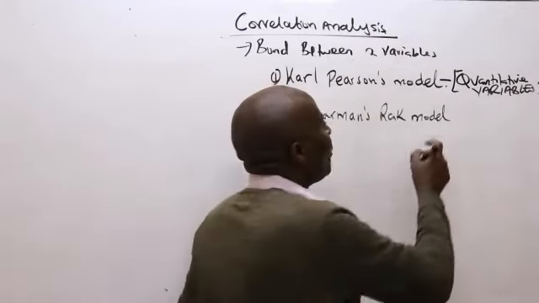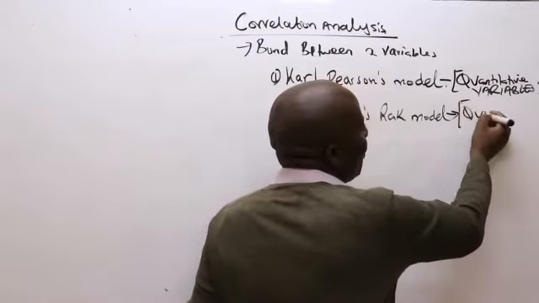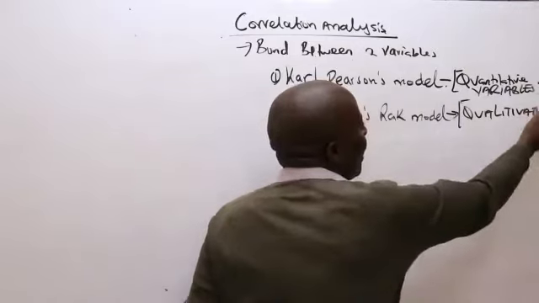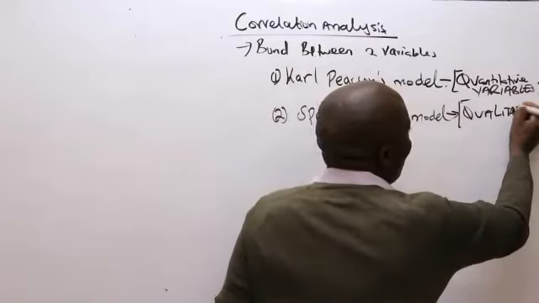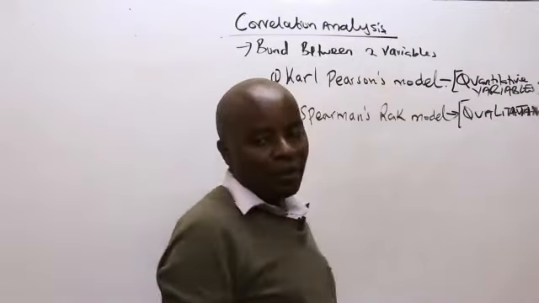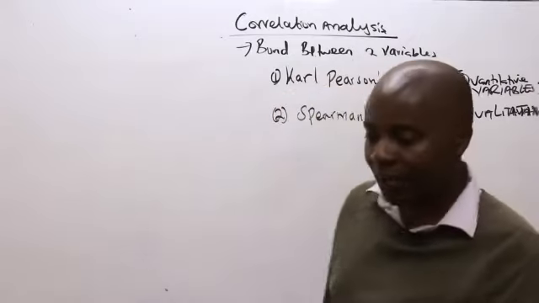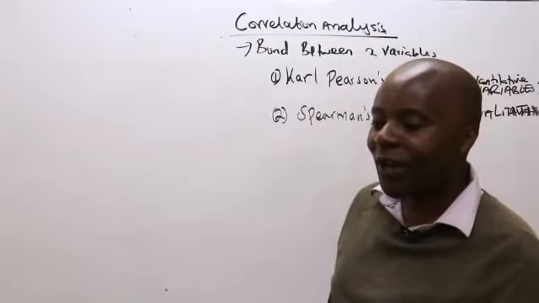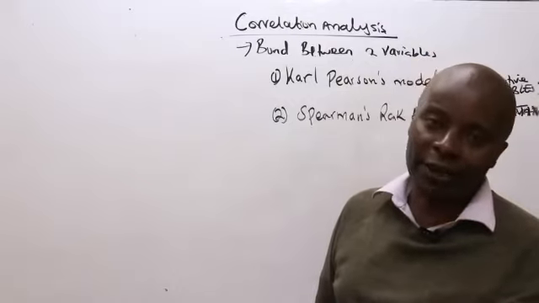And then, ladies and gentlemen, we have the Spearman's rank model. This is a very good model, which is normally used to capture qualitative variables. Qualitative variables are those variables that you cannot count, those that you can't measure. We call them qualitative variables.